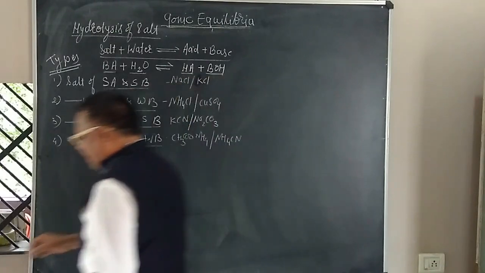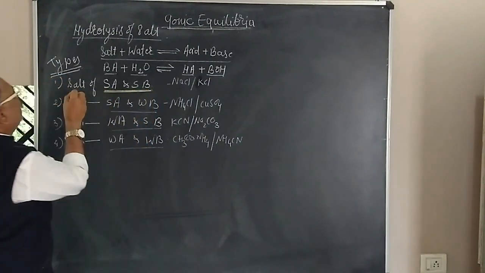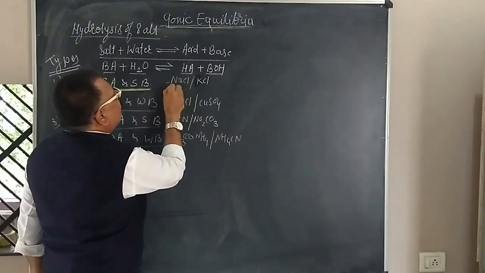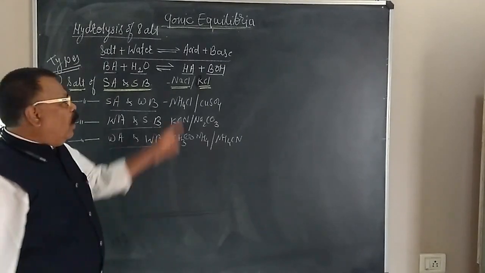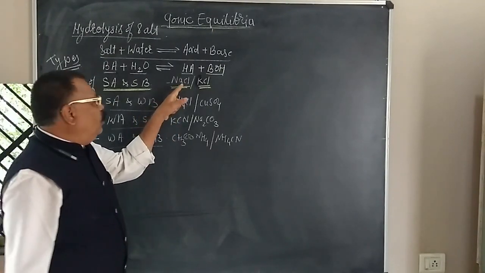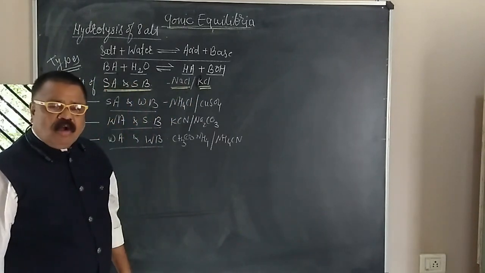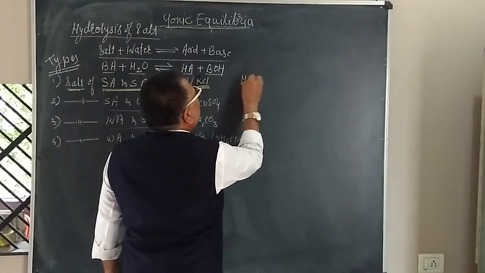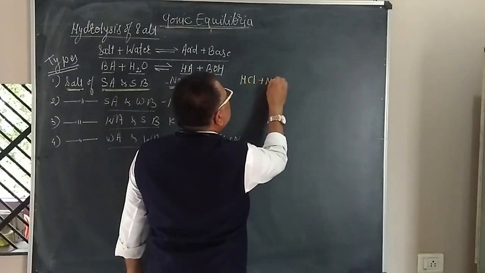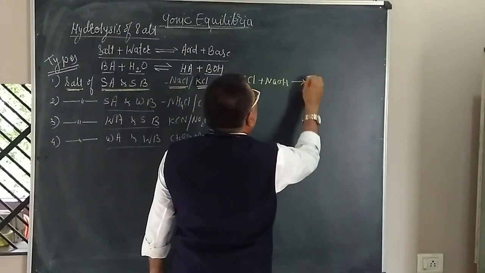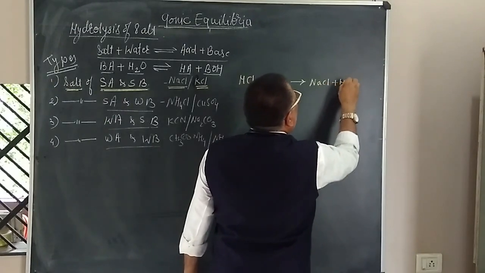Like the first concept, see that this is the strong acid and the strong base. The salts taken as examples here are sodium chloride and KCl. Now how is sodium chloride formed? Sodium chloride is formed by the combination of a strong acid as well as a strong base. In the reaction, the strong acid is HCl and the strong base is NaOH, which gives the salt NaCl plus water.